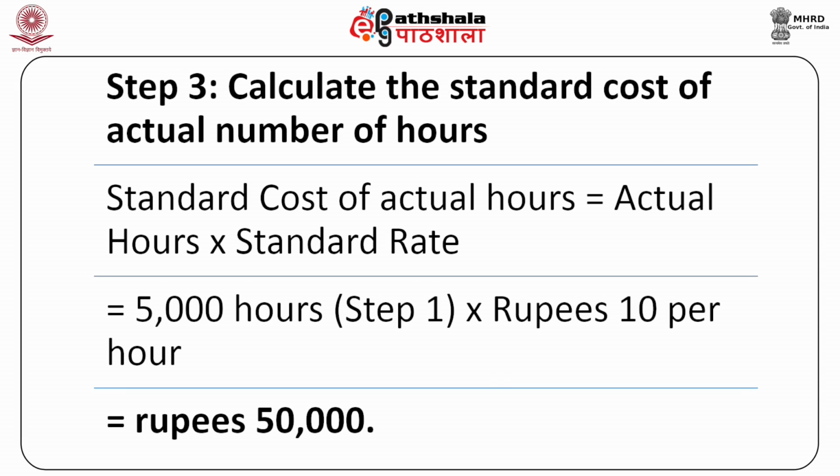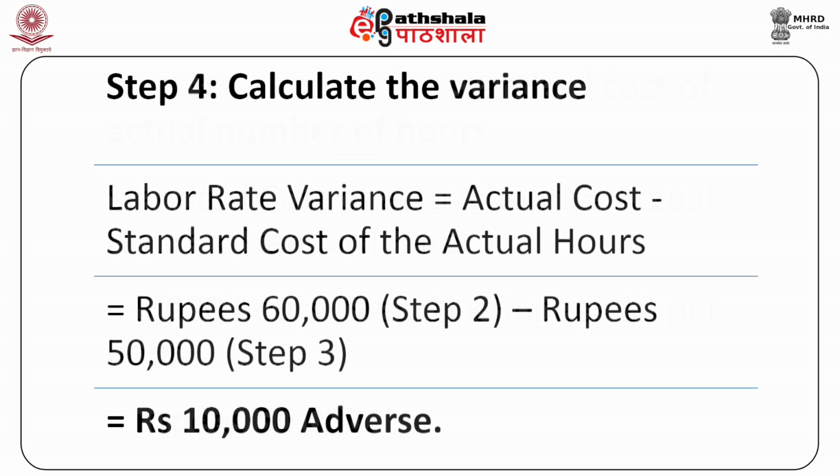Step 3. Calculate the standard cost of actual number of hours. Standard cost of actual hours is equal to actual hours into standard rate: 5,000 hours calculated in step 1 multiplied by rupees 10 per hour equal to 50,000 rupees. Step 4. Calculate the variance. Labor rate variance is equal to actual cost less standard cost of the actual hours, which is equal to 60,000 rupees calculated in step 2 minus 50,000 rupees calculated in step 3 is equal to rupees 10,000 adverse.